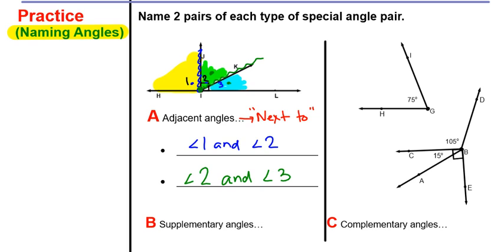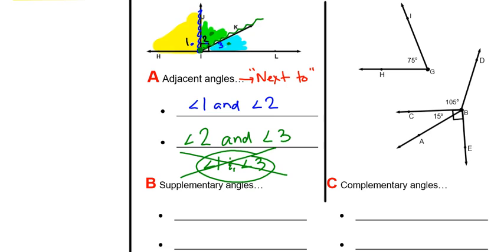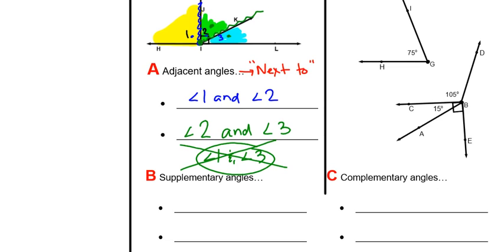If you look at angle 1 and angle 3, those are not adjacent because they have that green angle 2 in the middle, and so we take those out of the mix. Then let's move on to supplementary angles, remembering that those are angles that add up to 180 degrees. Remember, we took this S right here and we drew a line on it and turned it into an 8, and that helped us remember, hopefully, that the definition of supplementary is 180 degrees.